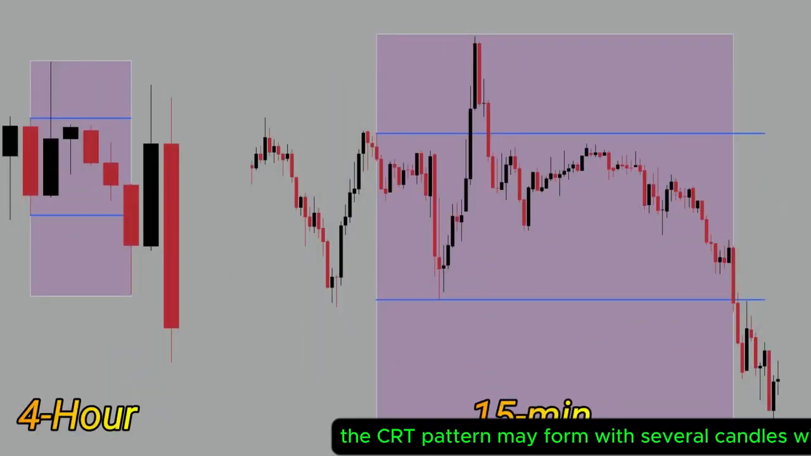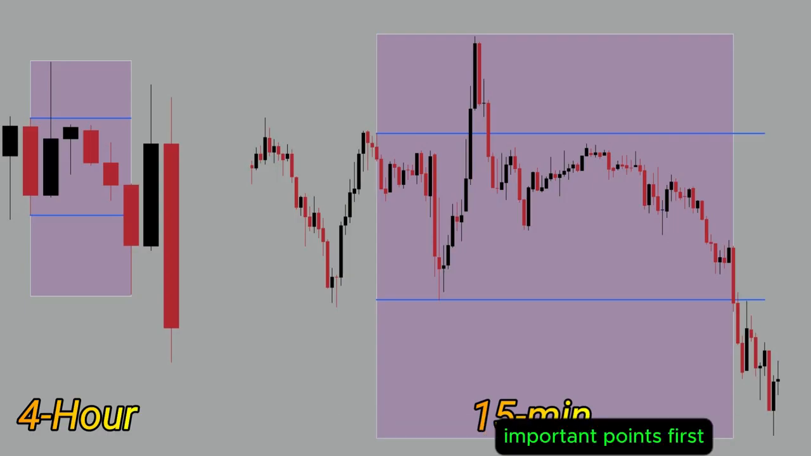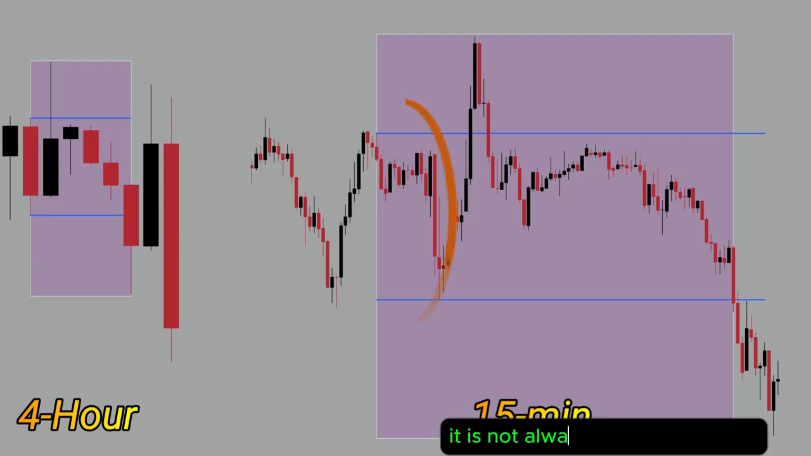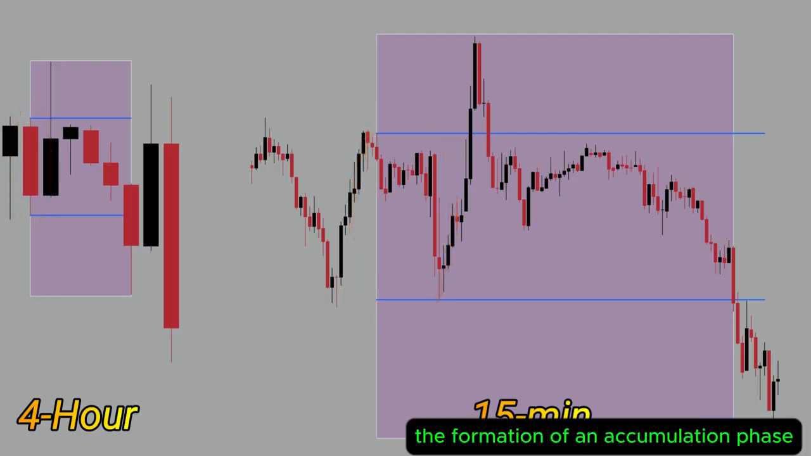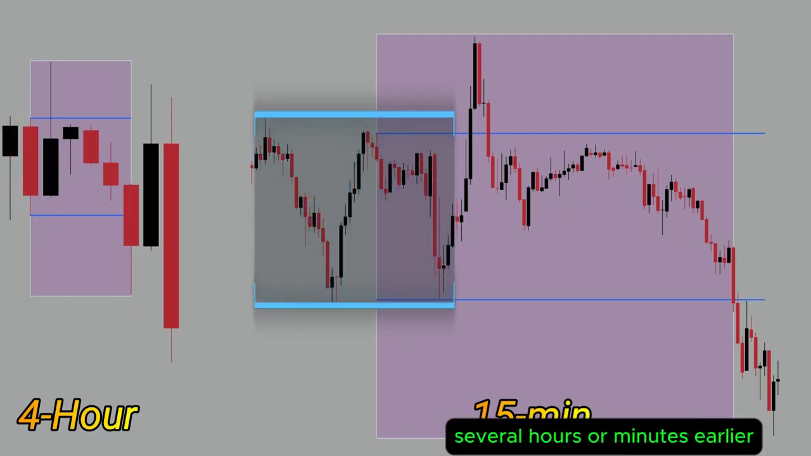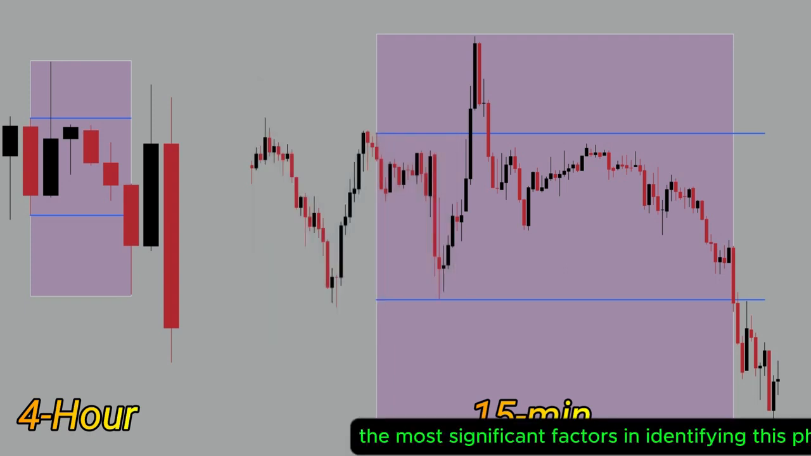The CRT pattern may form with several candles within it. The chart in front of you highlights several important points. First, to identify the accumulation phase, it is not always necessary to rely solely on a single range candle. In the higher time frame, buy or sell orders may have triggered the formation of an accumulation phase several hours or minutes earlier. Equal highs and lows can be the most significant factors in identifying this phase.